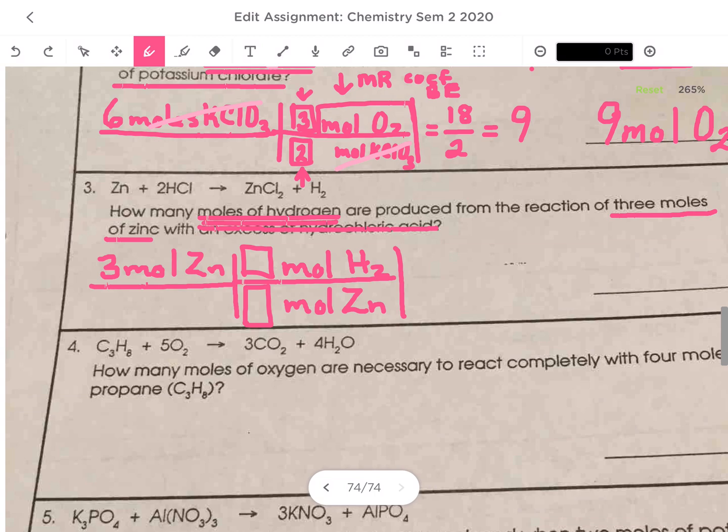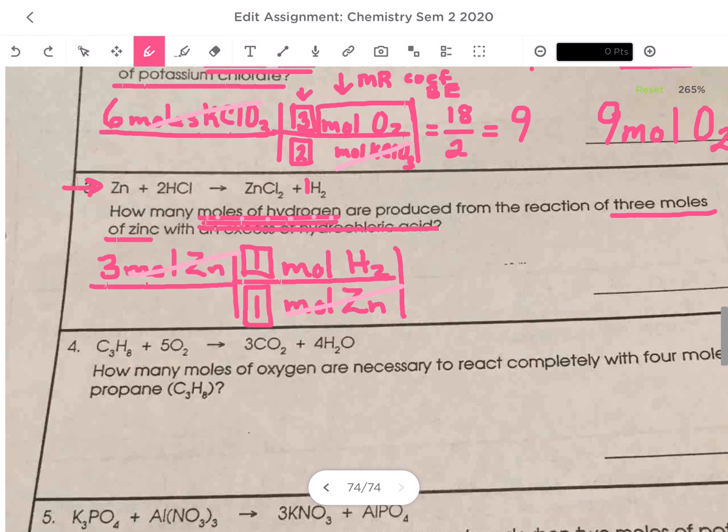So moles of zinc. Look at my balanced chemical equation. What is my coefficient in front of zinc? It's a 1. What is my coefficient in front of H2? It is also a 1. What units cancel out? Moles of zinc. Done. I am in moles of H2. That's what the problem was asking me for up there. That's the thing I double underlined.